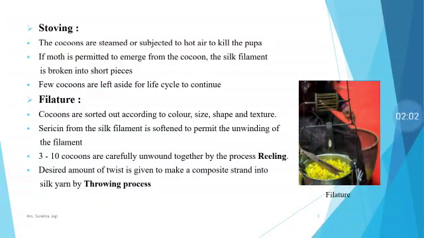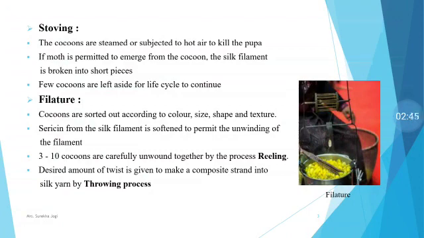Then next is filature. What is filature? Filature means the reeling process, or unwinding of silk filament from the cocoon. Once the cocoons are obtained from the silkworm, they are sorted according to color, size, shape and texture. In the next step, sericin from the silk fiber is softened to permit the unwinding of the filament. Means here some percentage of sericin is removed from the silk fiber to permit the unwinding of the filament.